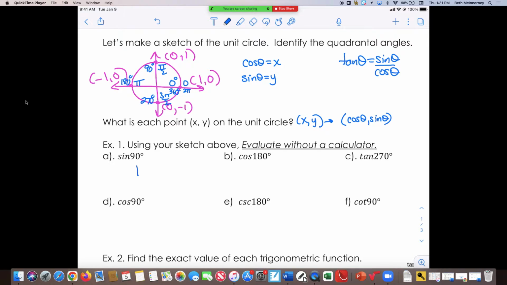All right, I'm going to give you about 1 minute. Try B through F. Do as many of these as you can. I've started to throw in some reciprocals, cosecant and cotangent. So if 0 is underneath, it's undefined. But 0 on the top is okay.